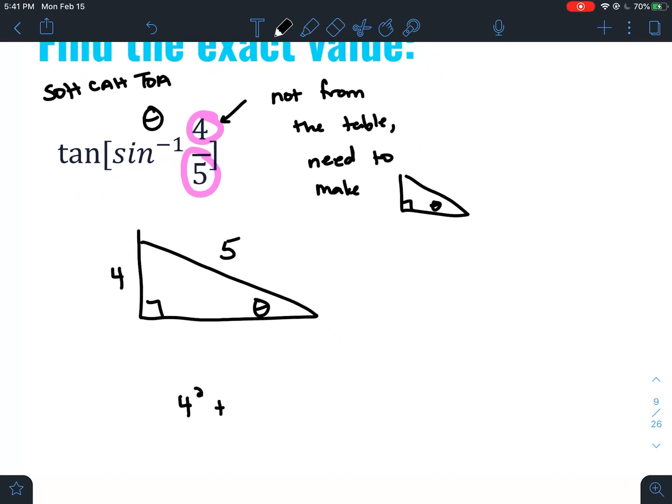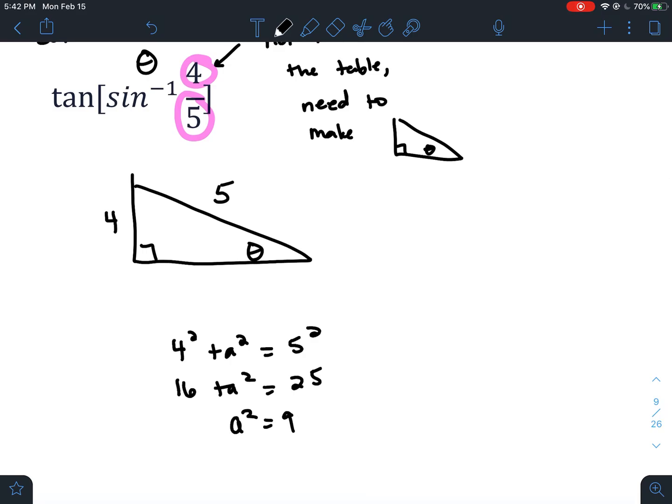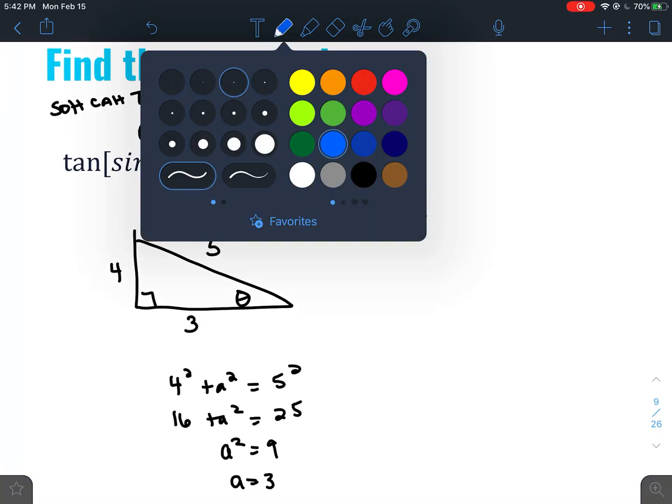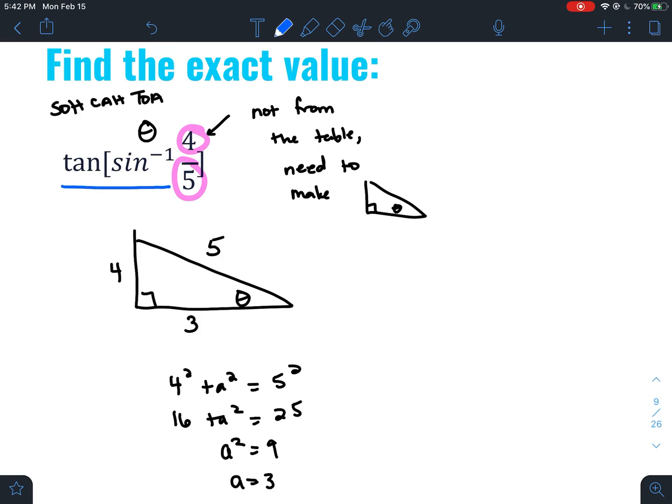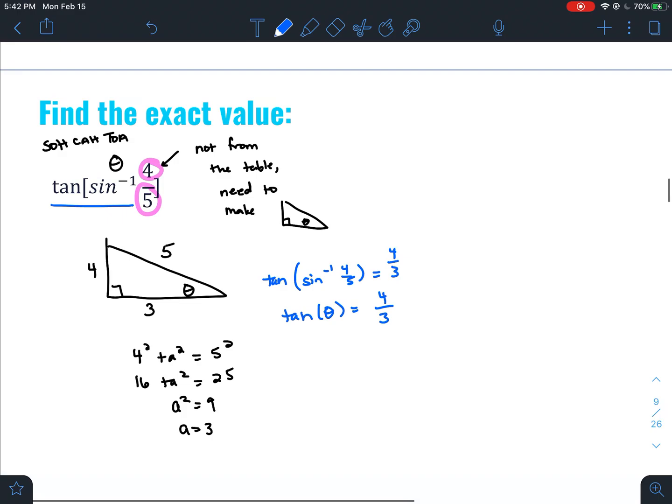So 4 squared plus a squared equals 5 squared using the Pythagorean theorem. So 16 plus a squared equals 25. Subtract the 16 over, and a squared is going to be 9, so a is 3. So that missing side, the adjacent side, is going to be 3. So now it wants to know the tangent of that angle. Well, tangent is TOA, so it's opposite over adjacent. So the tangent of the inverse sine of 4/5 is going to be the tangent of that angle that we just found. So it's going to be 4/3, opposite over adjacent. And so the end value would be 4/3.